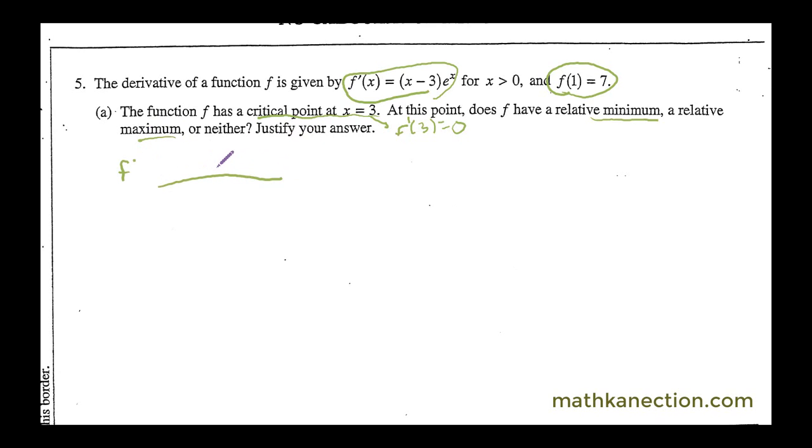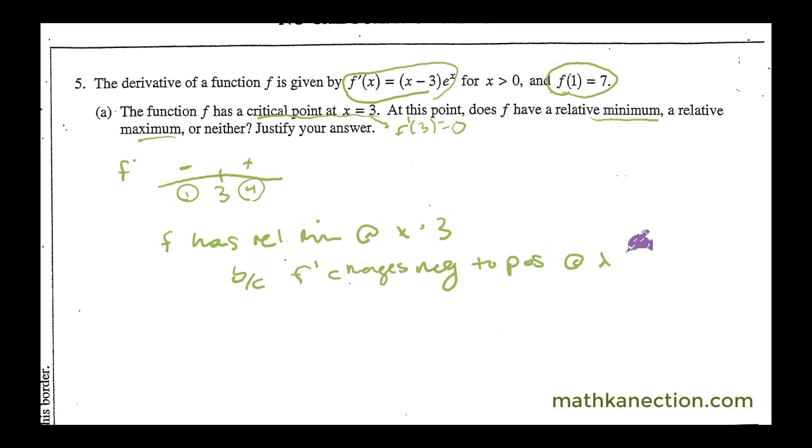We want to find out if we have a minimum, a maximum, or neither. So if we just make an f prime number line, using the value of 3 as our critical number, we just need to test the number before 3 and after 3. Before 3 we get a negative, and then after 3 we get a positive. So because of that, f will have a relative minimum at x equals 3, and that's because f prime changes from negative to positive at x equals 3.